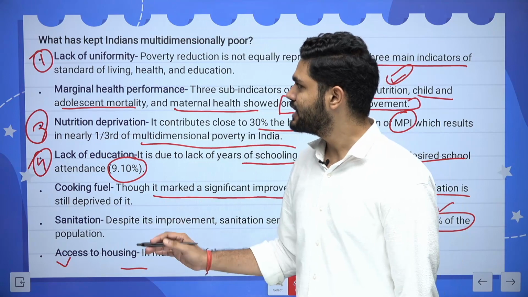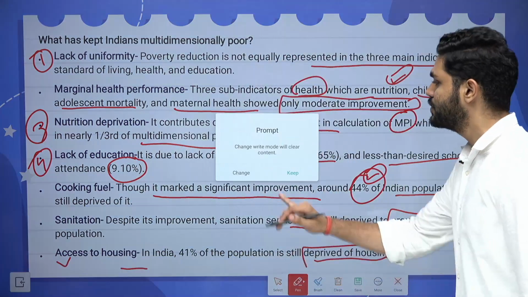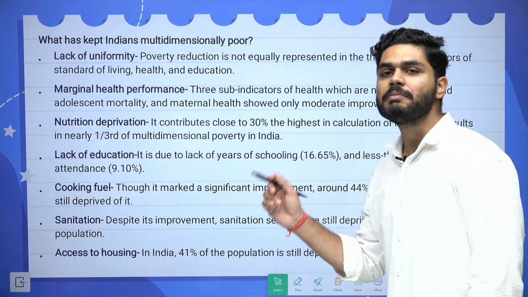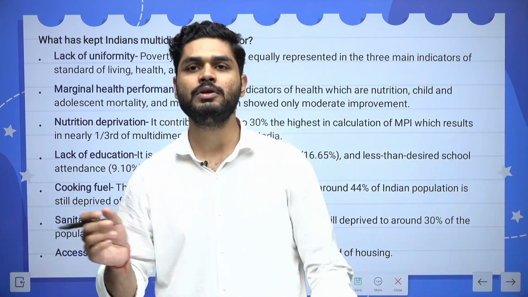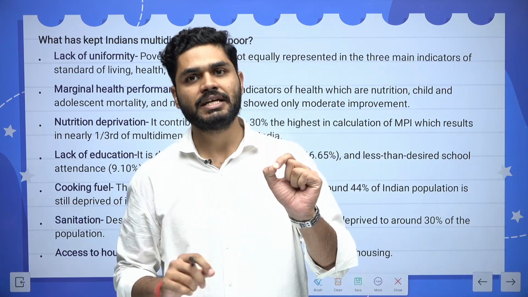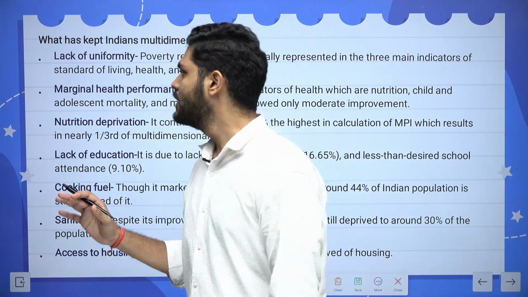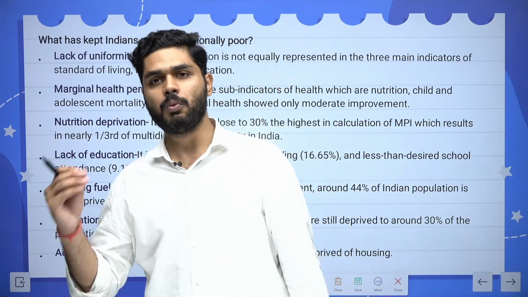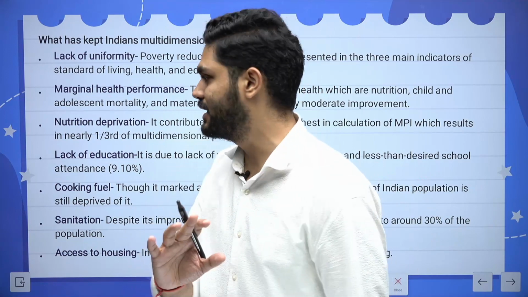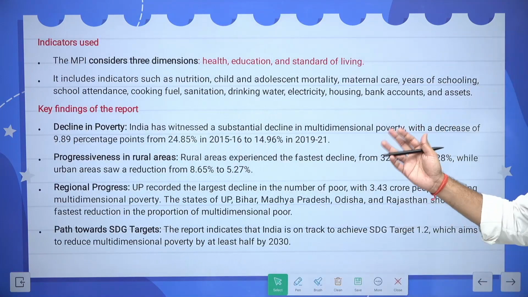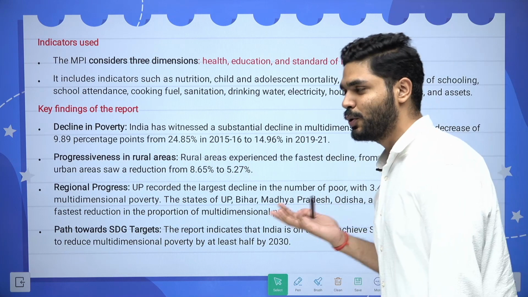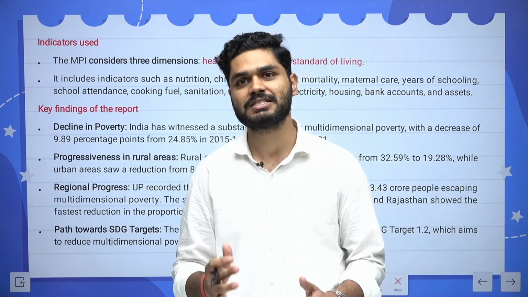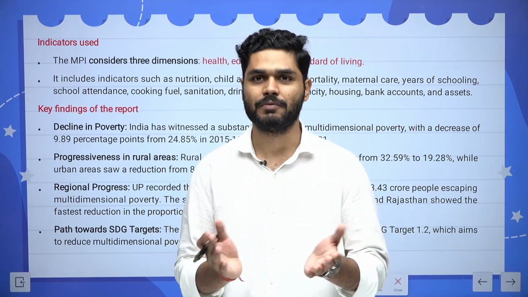Okay, so these are the things which kept Indians multidimensionally poor. And if we are able to break this loop, if we are able to get a few things correct in this whole loop, just like one poor thing leads to another poor thing, one good thing will eventually lead to another better thing. Okay, and maybe next time when the NITI Aayog report comes, hopefully the results would be better. Hopefully we'll be discussing more heartwarming results.